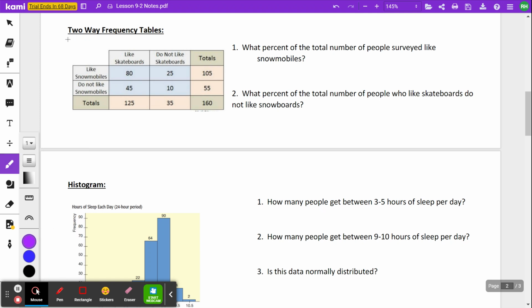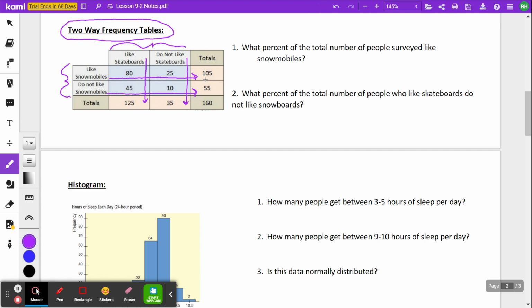Two-way frequency table is next. And this is exactly what it means. Two different ways of looking at data and how often it occurs. So on this side, we have people that like and do not like snowmobiles. And on the top, we have people that like and do not like skateboards. So all people who like skateboards go this way, don't like skateboards in this column. Then same on the other side. Like snowmobiles goes this way, do not like goes this way.